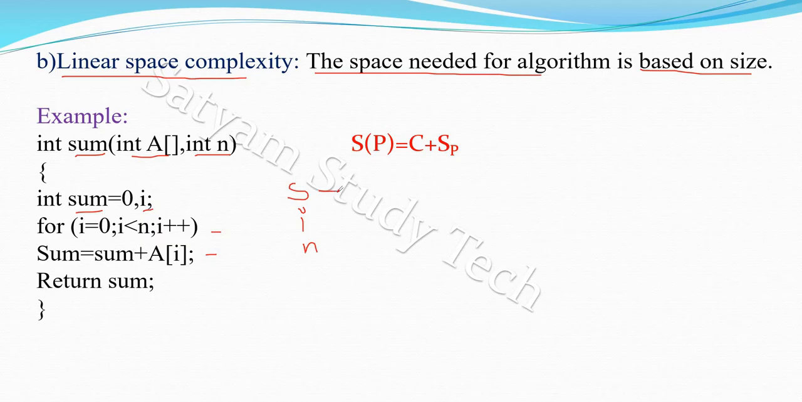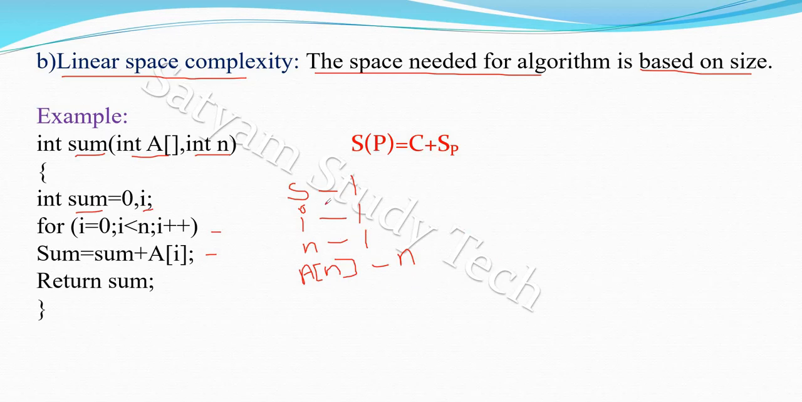So the sum variable takes 1 unit of space. Here the i variable takes 1 unit of space, and the n variable also takes 1 unit of space. But here the array is of size n. So the array depends on the n variable, the size of the array. So here the space it takes is n.